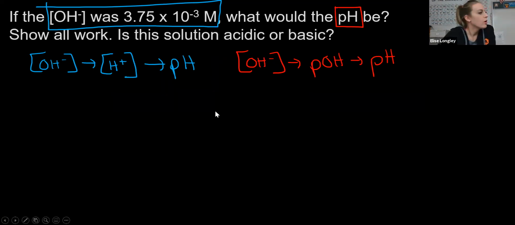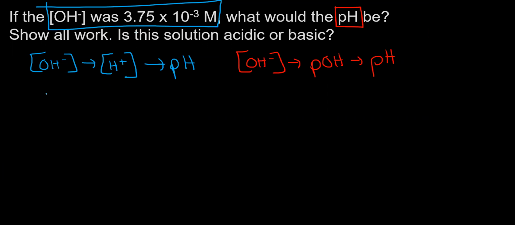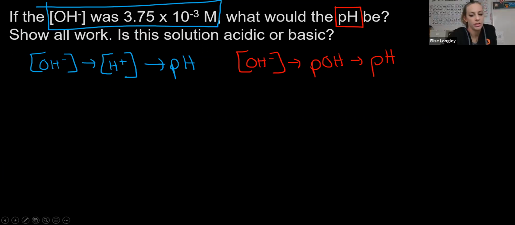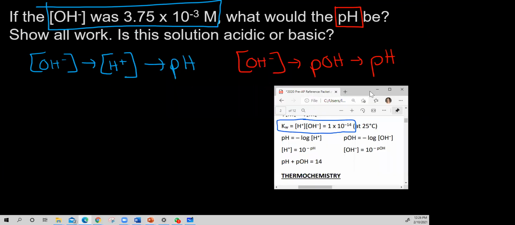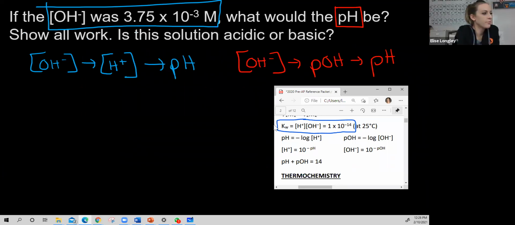All right, so we're gonna solve these. So, all right, start me with this one. How would you start with the blue method? So you would start with 3.75 times 10 to the negative 3. Yep. Which equation will we start with if we're going to hydroxide ion concentration first? Would we start with the blue one? Yeah, it's the same start point.